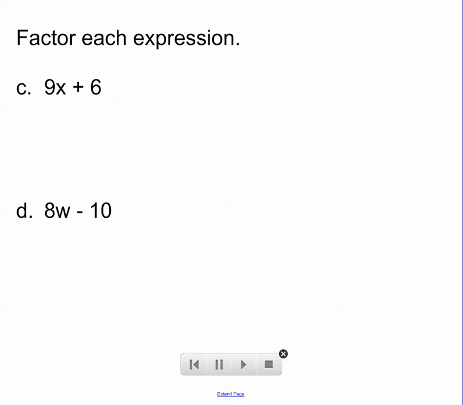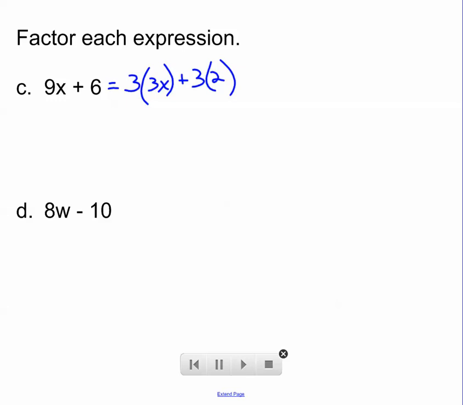Factor each expression. Okay, great. Factoring an expression is like doing the distributive property backwards. And I'm glad we're doing these at the same time so that you see the relationship. So 9x and 6 are both divisible by, they have a common factor, and their greatest common factor is 3. 9x is divisible by 3, 6 is divisible by 3. So that's why you see this 3 in both of these places here. And then you just have to do that division.